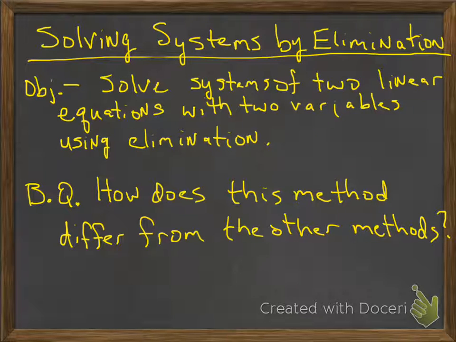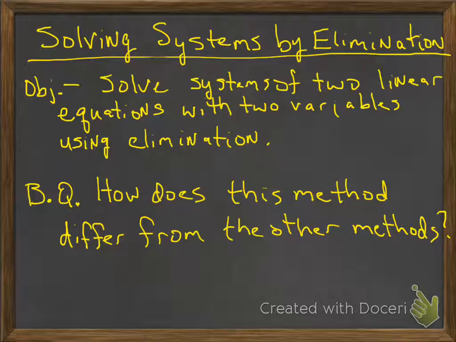Alrighty, so we're going to be solving systems of equations by elimination. Our objective here is to solve systems of two linear equations with two variables using elimination. And I want y'all to ask yourselves this: how does this method differ from the other methods?